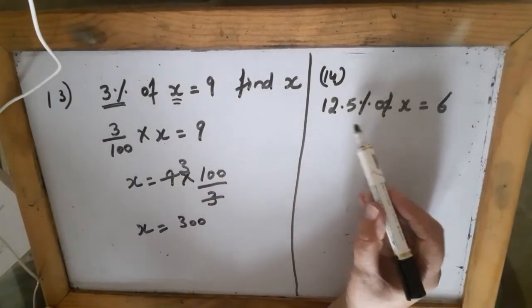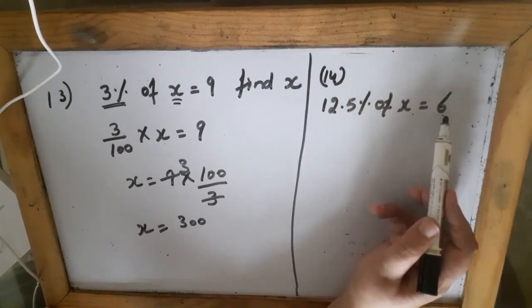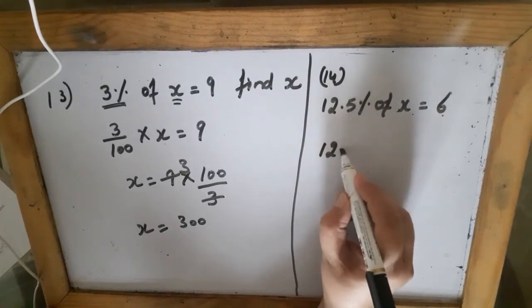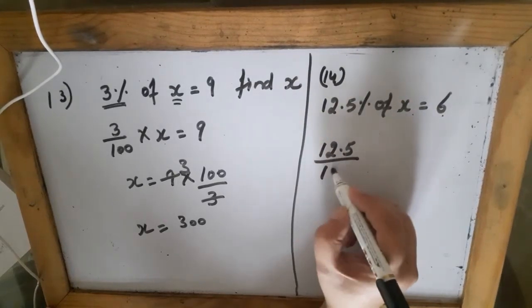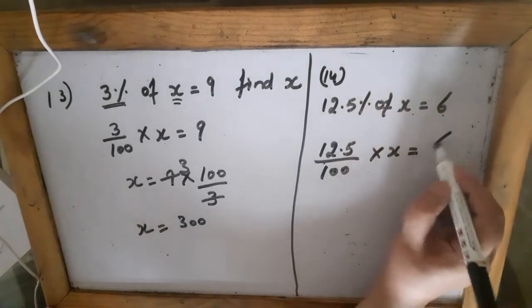So the 14th is the same. 12.5% of x is 6. What is the value of x? So 12.5 percent means 12.5 upon 100 into x is equal to 6.